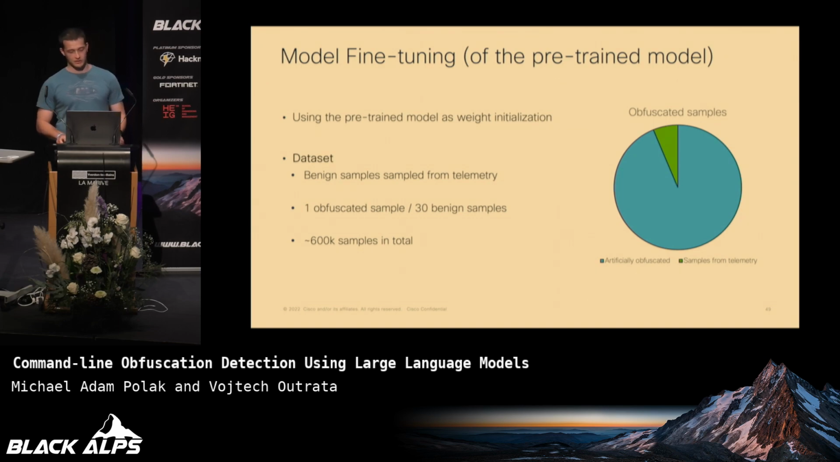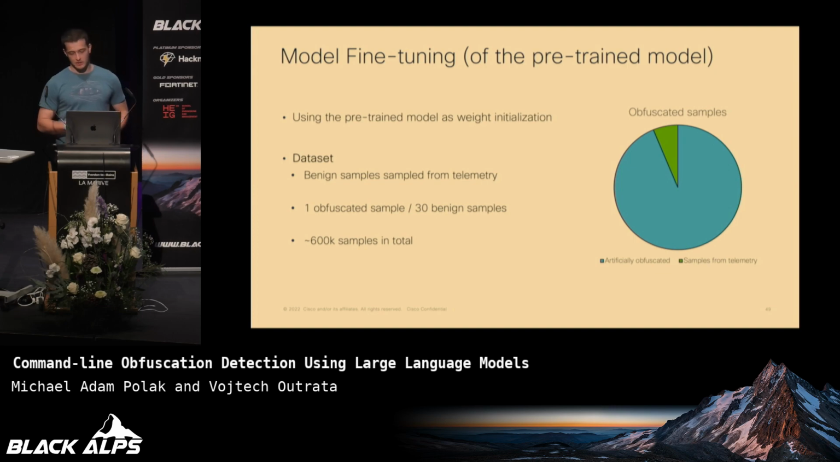And so you would have the obfuscated and non-obfuscated samples. The benign, non-obfuscated samples would be just normal telemetry sampled from the telemetry. And then you would have one obfuscated sample for 30 benign samples. So in total, we have around 600,000 samples in the data set. But the obfuscated samples are very, very rare. In the wild, it's really hard to find them.